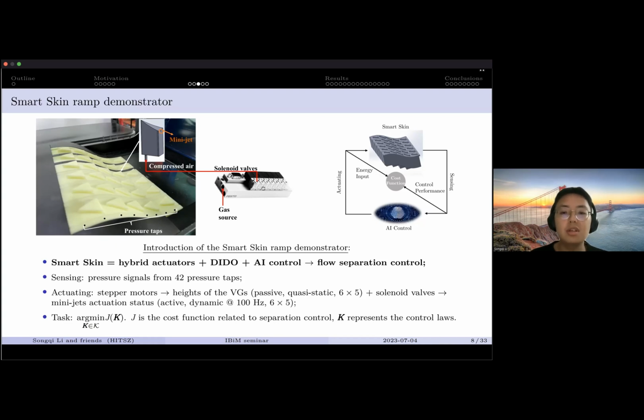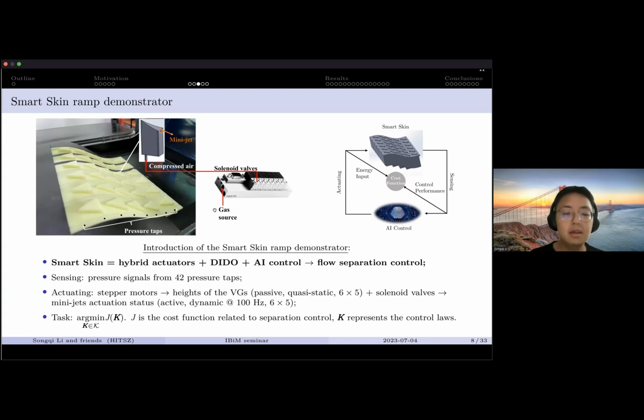And we connected them to the solenoid valves. These high frequency valves are able to control the on-off state of the active actuators in a very timely manner. The maximum frequency is about 300 Hertz, although in this work we just use 100 Hertz to catch the dominant frequency of the flow.